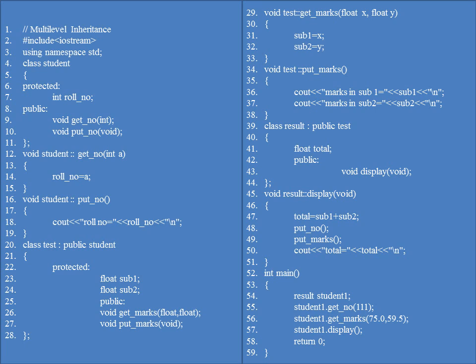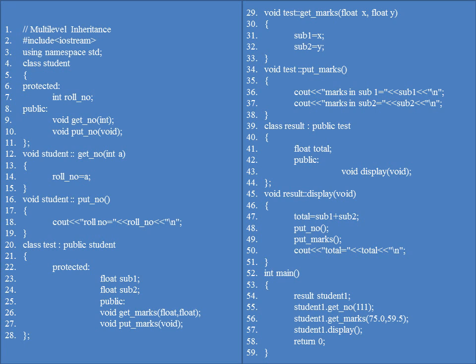So we have done one step of inheritance. We have class student and class test, and test has inherited class student. Now we are creating one more class, result, which inherits class test. Class result has its own members, total and display, and display is defined outside in line number 45. It is inheriting class test and indirectly inheriting class student.